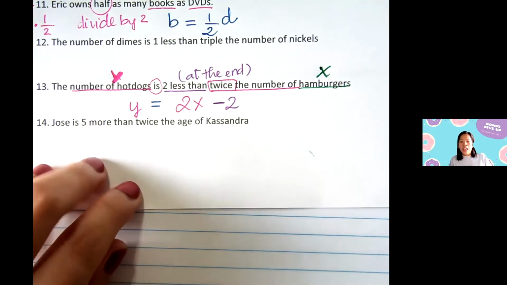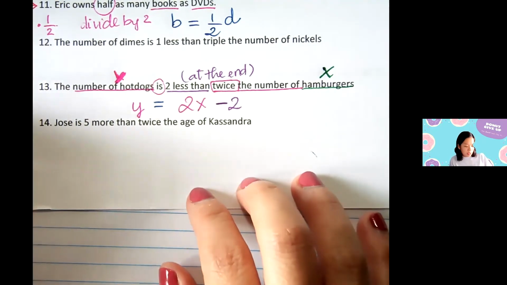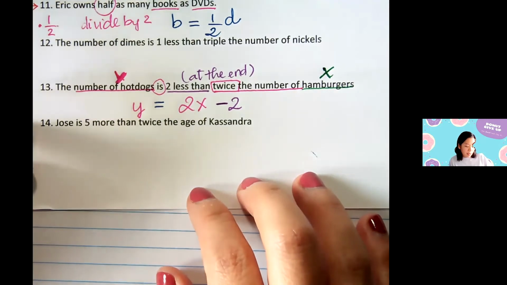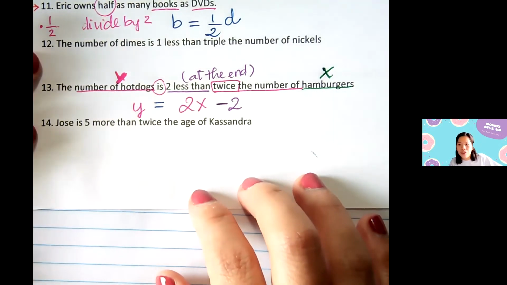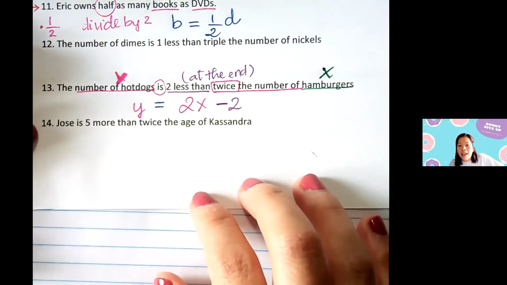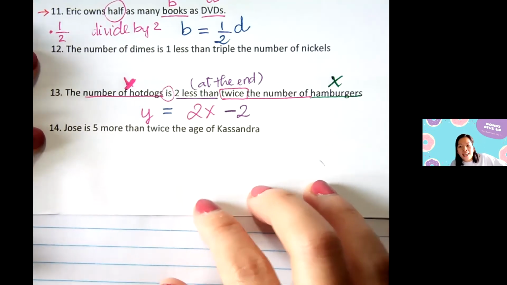There we go. We are going to do the same thing to number 12 and number 14. Okay, I leave that to you. Make sure that you try and check in with Miss Doe again.